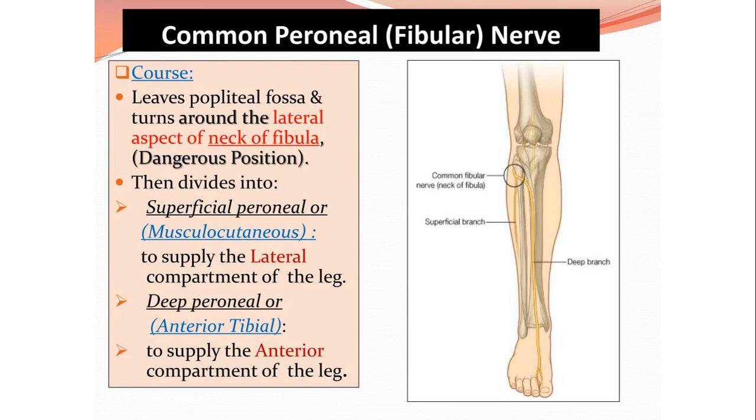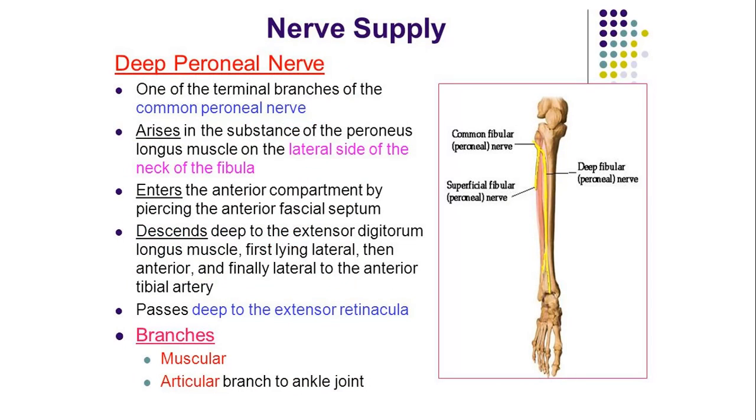And then it is divided immediately into the superficial peroneal nerve and the deep peroneal nerve. The superficial one is the musculocutaneous type, means it will supply the muscles and then it will become cutaneous. But the deep peroneal nerve is named as anterior tibial nerve or deep peroneal nerve. It will supply the muscles of the anterior compartment of the leg. So deep peroneal nerve is a terminal branch of common peroneal nerve.